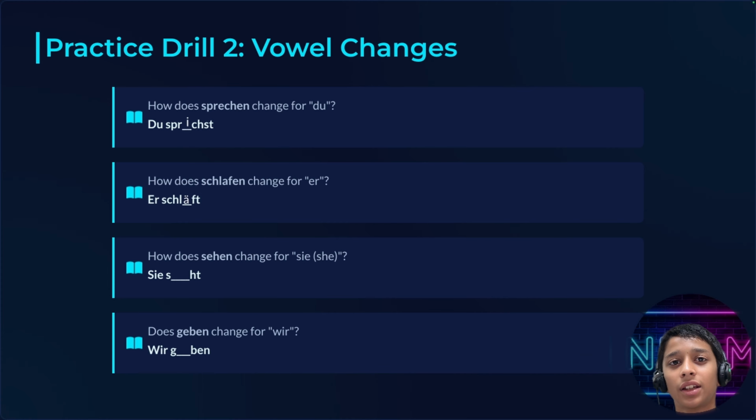How does sehen change for sie? Since E converts into an IE, the result will be sie sieht. Does gehen change for wir? No, wir is a safe form. So the result will be wir gehen. The principle is consistent. Only du and er/sie/es trigger the vowel shift. Test yourself on additional strong verbs until this becomes automatic.